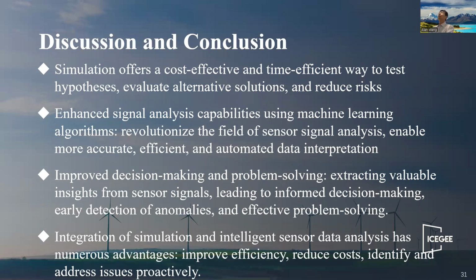So now come to the discussion and conclusion of my presentation. The simulation offers a cost-effective and time-efficient way to test hypotheses, as shown in the tidal energy simulation. And then the enhanced signal analysis capability utilizing machine learning and deep learning algorithms can be very important and even revolutionize the field of sensor signal analysis. So it improves decision making and problem solving by extracting valuable insight from sensor signals, leading to informed decision making, early detection of anomalies, and it's very effective to solve real-world problems by utilizing the sensors.